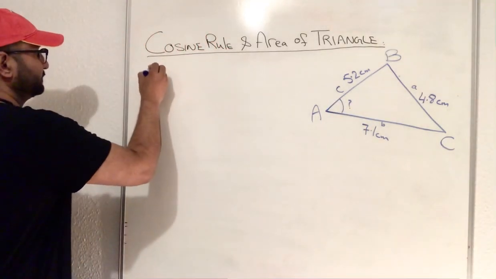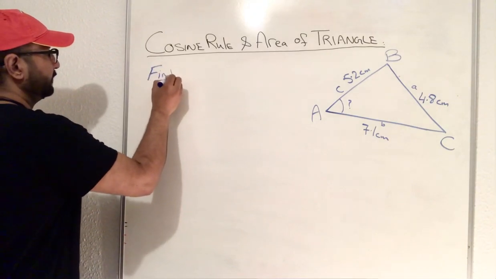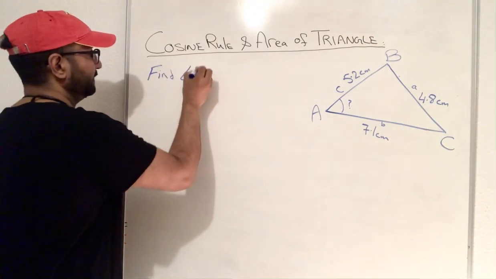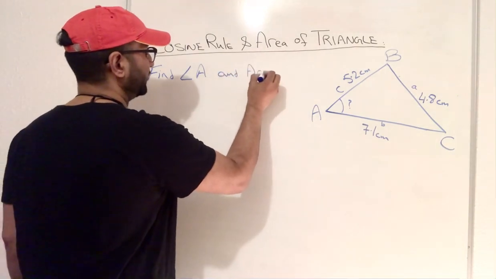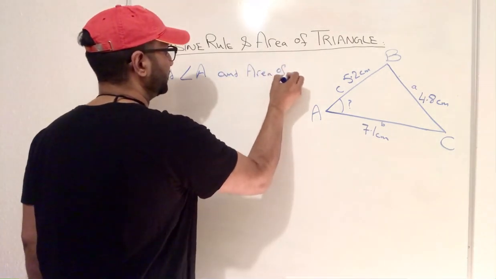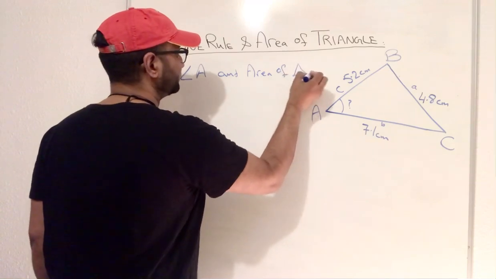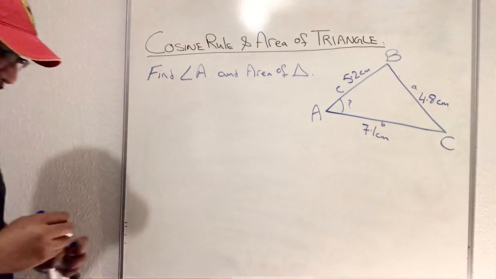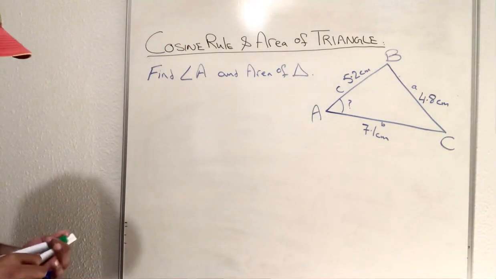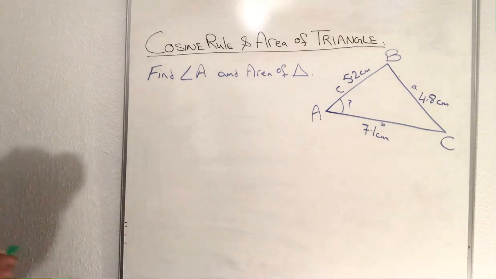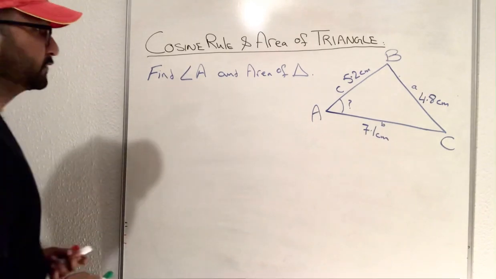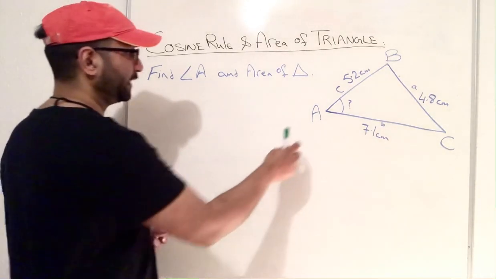Find angle A and area of triangle. So if we can find out angle A, then we can easily find out the area of the triangle by using the formula. So first of all, which formula will we use? We need to find out this angle.